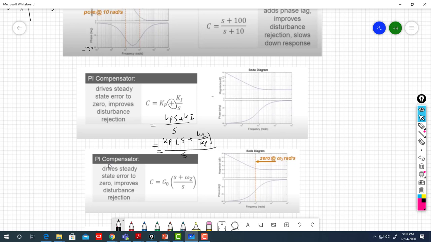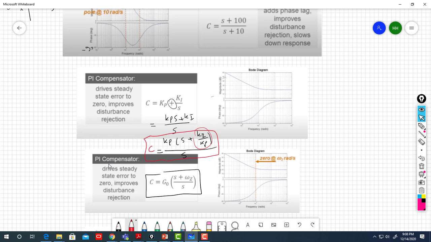So this, if you wish, is similar to this. Look at both boxes. They are similar. So that's your C, some constant, S times S plus a factor omega z, and this is a basic form we can draw now. Okay, you have a pure integral and you have a derivative factor.